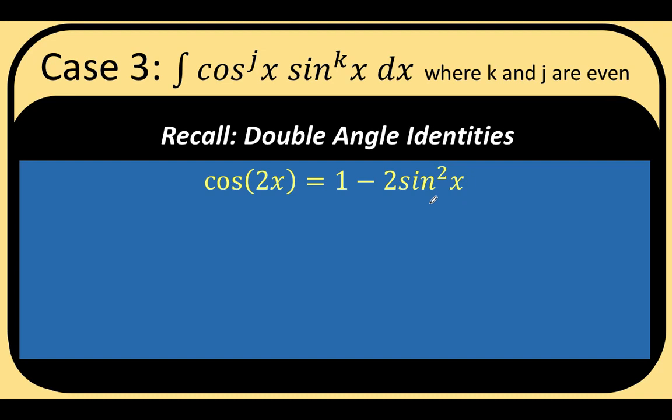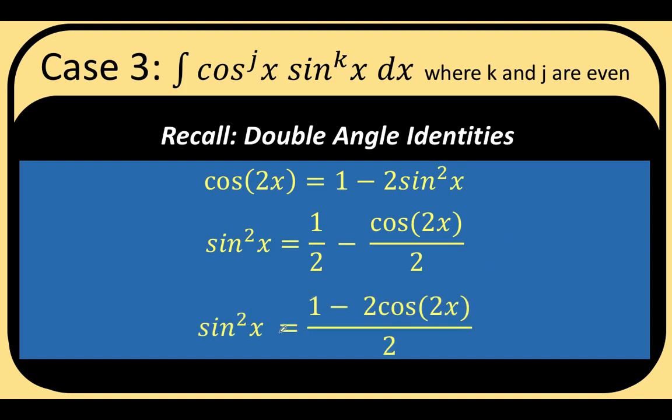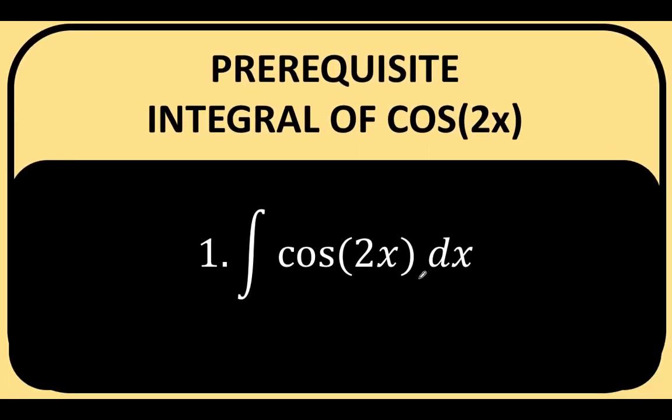And from here, we can solve for sine squared x, which is equal to this second formula, which we can also manipulate to arrive at this third formula. We call these formulas power reduction formulas because notice that the right side of the second formula and the right side of the third formula do not contain powers anymore, even if the given function contains an exponent. So these formulas would be very helpful in simplifying our integrand. So let's answer now this problem.